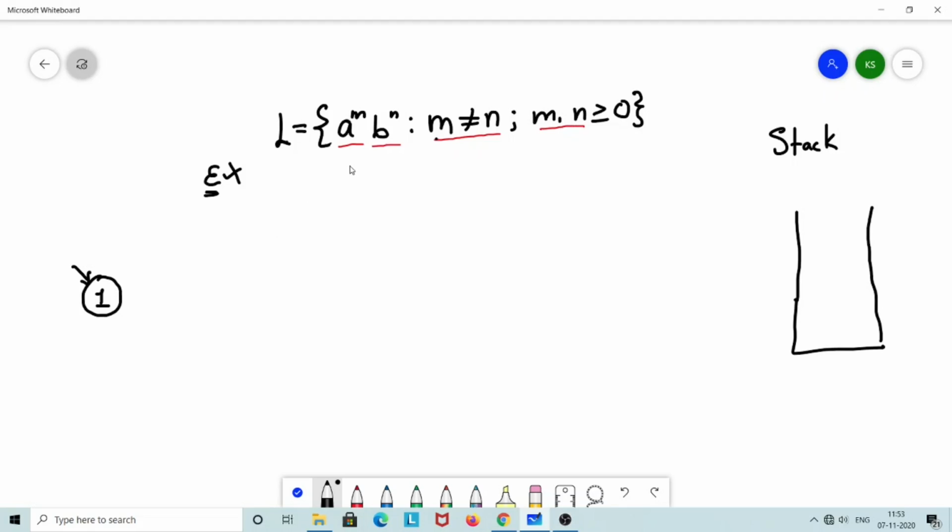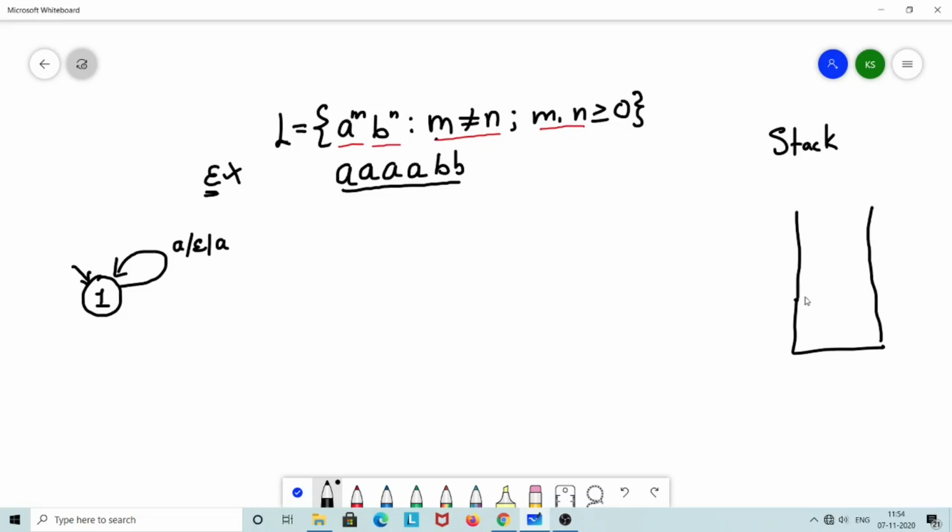Now let me take another example. First let us take an example which has more A's. Let me take 4 A's and 2 B's. This is obviously valid according to the definition of the language. So for each A we'll push A onto the stack, and I'll remain in state 1.